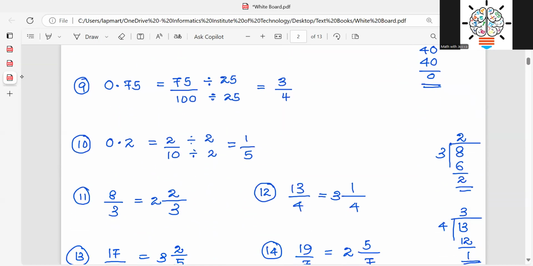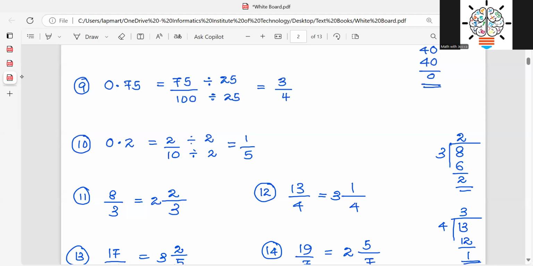And the next two questions, question number 9 and 10, you want to convert the decimals into fractions. So then here you can see 2 decimal places. When you have 2 decimal places, it should be out of 100. Next time you have 1 decimal place, it should be out of 10, right? So then when I have the fraction 75 over 100, I know how to simplify again.